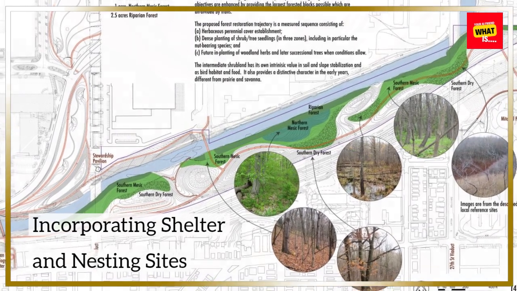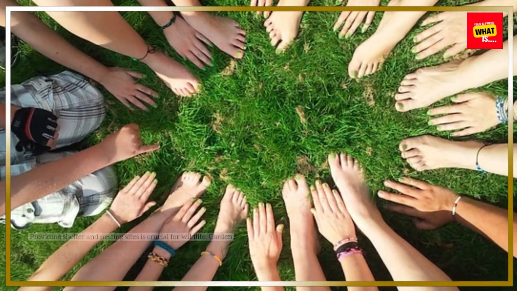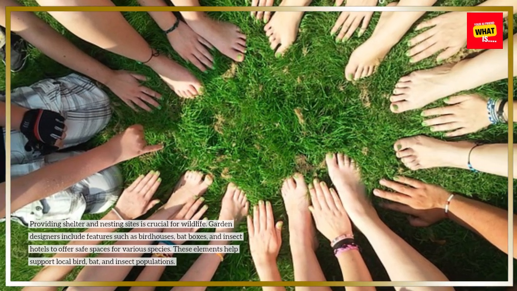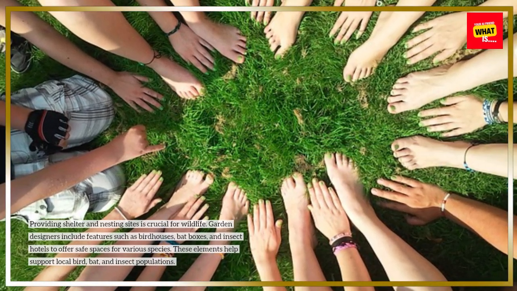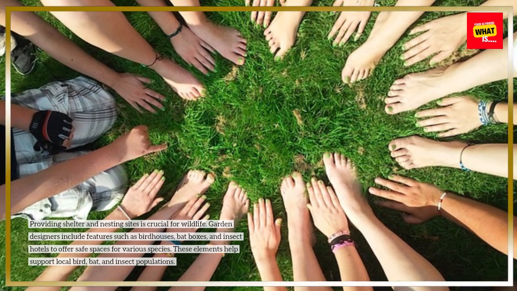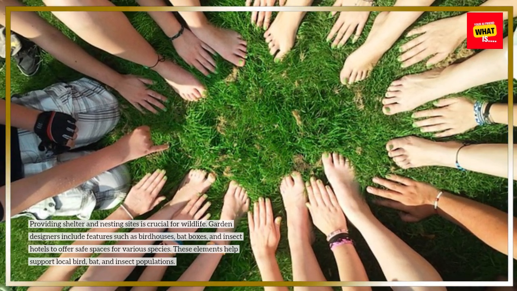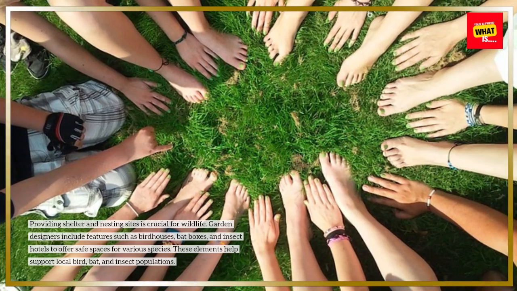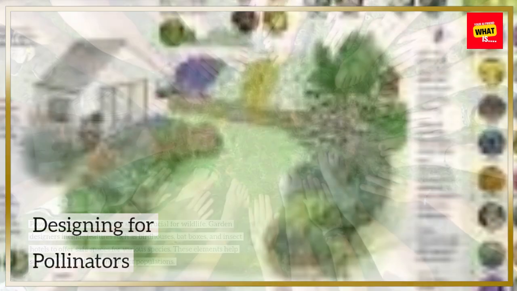Incorporating shelter and nesting sites. Providing shelter and nesting sites is crucial for wildlife. Garden designers include features such as birdhouses, bat boxes, and insect hotels to offer safe spaces for various species. These elements help support local bird, bat, and insect populations.